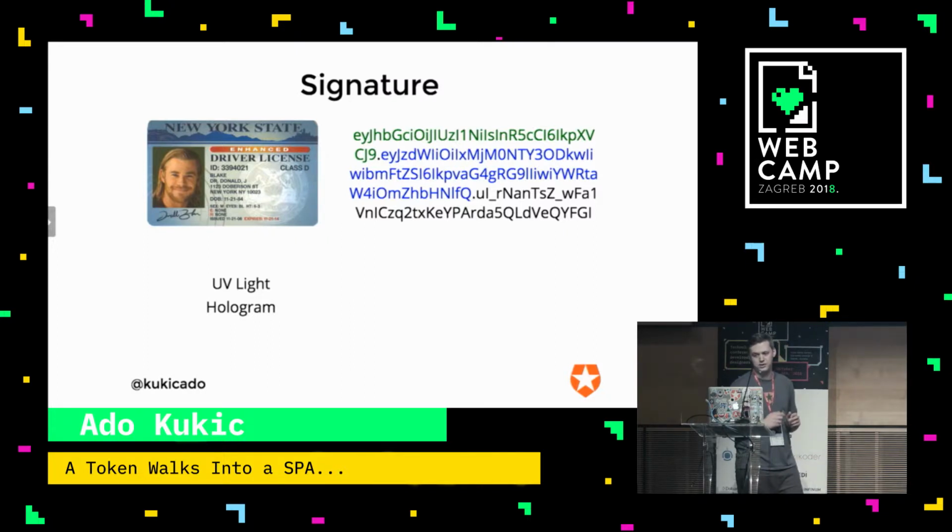Now, when we look at the signature of our JSON Web Token, that's this last part in black, starting with UL and then ending in FGI. And this is not a base64 URL encoded string.